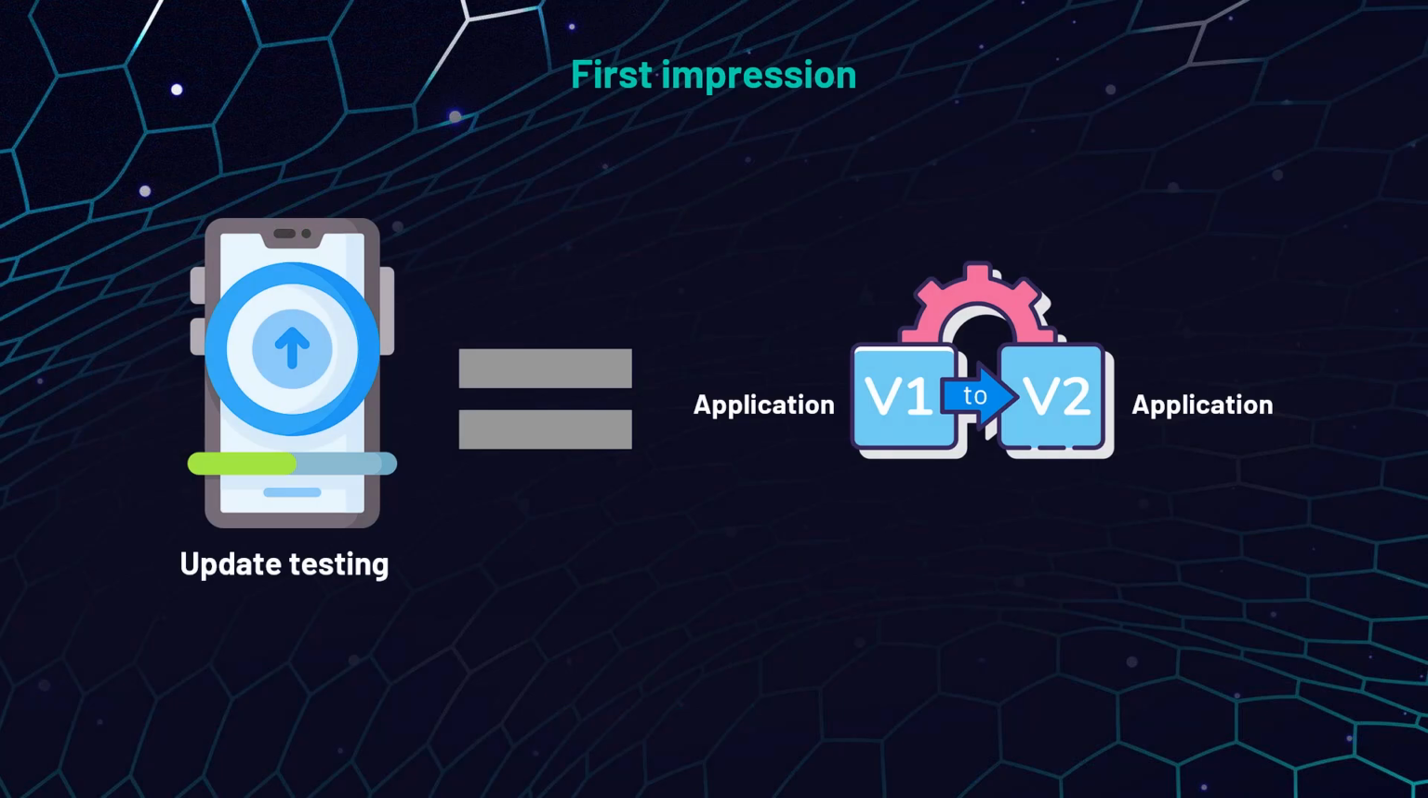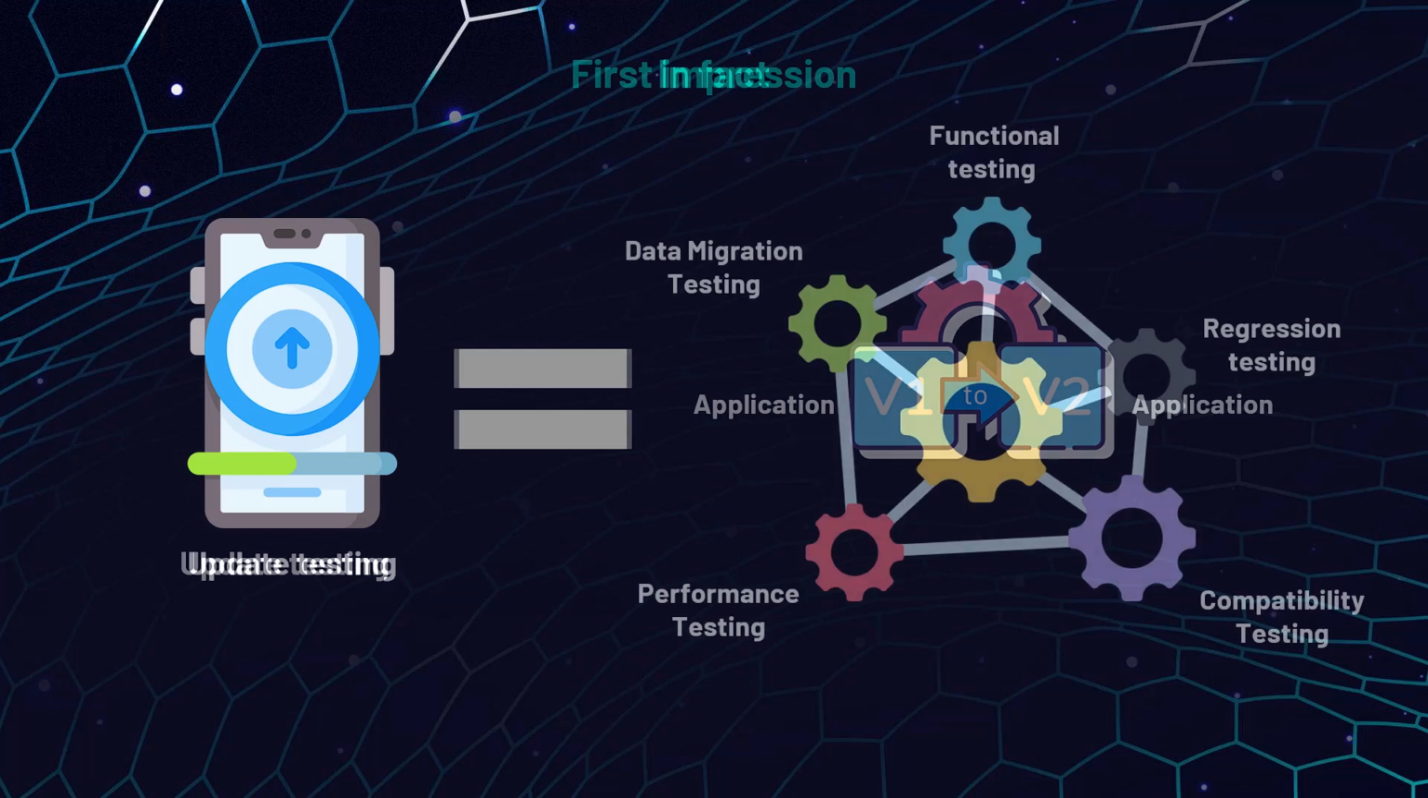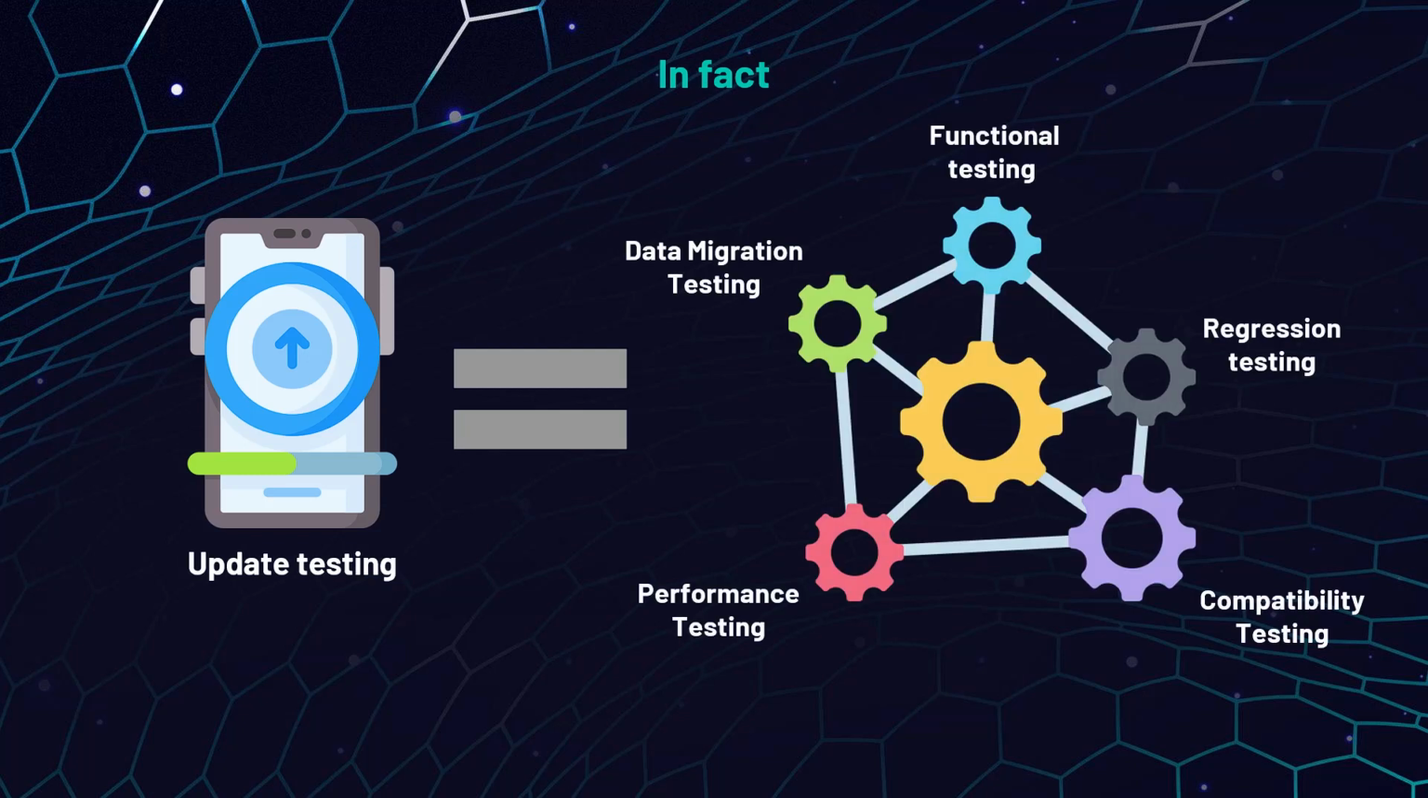At first glance, it may seem that update testing is simply checking whether the application version has changed from one to another. However, in fact, this testing is more complex and includes several key aspects that testers should consider and test during an update test for a mobile application. Let's take a look and explain them.